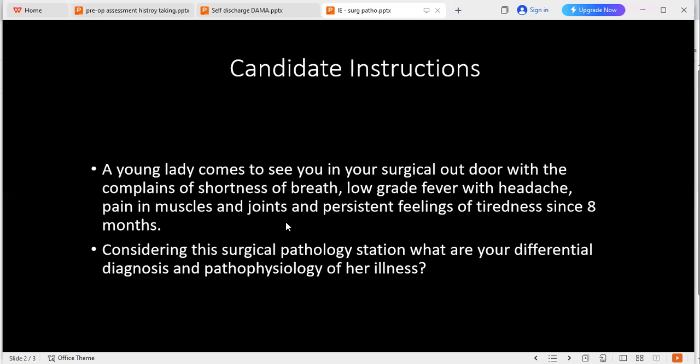If your first diagnosis was aortic stenosis, what made you think of that? Okay, ma'am. This could be due to infective endocarditis. Yes, this could be infective endocarditis. Please tell me, what is the diagnostic criteria for infective endocarditis?